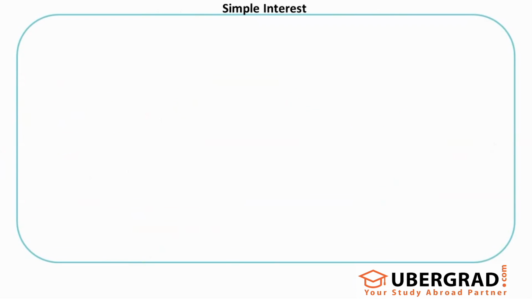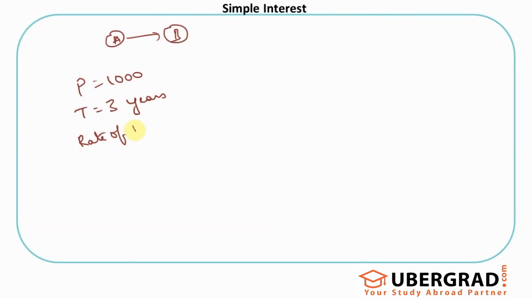Let's understand simple interest first. Let's take the same scenario. A lent the money to B. The principal is 1000 rupees. The time period they agreed upon is 3 years. And the rate of interest, let's assume, is 10% per annum.